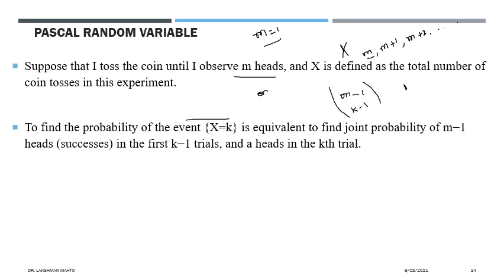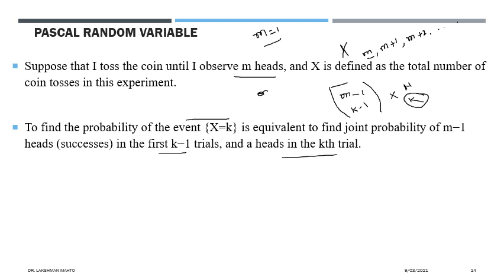Okay, just to get one more success in the kth trial, the next trial definitely will give success, that we are performing in the kth trial. In kth trial we are getting head. That is the situation. So that's why for this event x equal to k, in order to find this probability, we have to find the joint probability of m minus 1 successes in the first k minus 1 trials and a head in the kth trial.